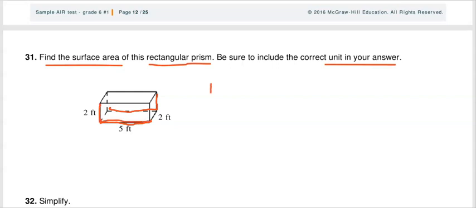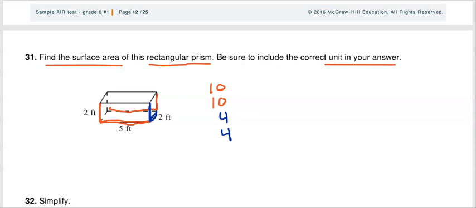So 2 times 5 is 10. I'm going to write it twice, because one represents the number of square feet for the front and one for the back. Then let me grab a different color here real quick. For the sides, we have a 2 by 2. Up and down is 2 by 2, which is 4. I'm going to write that twice, because again, that's each one of the sides.